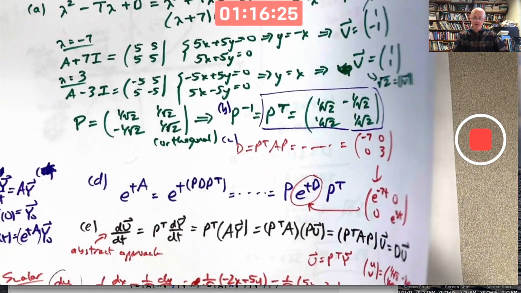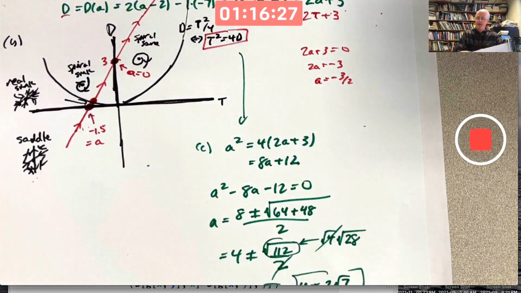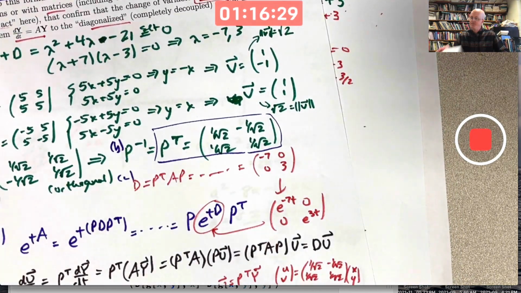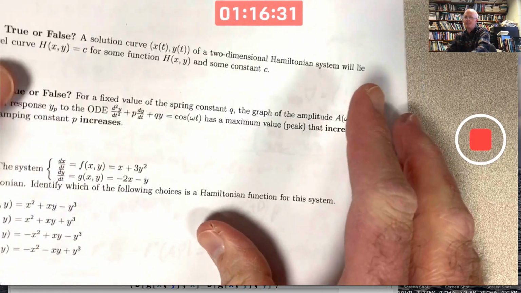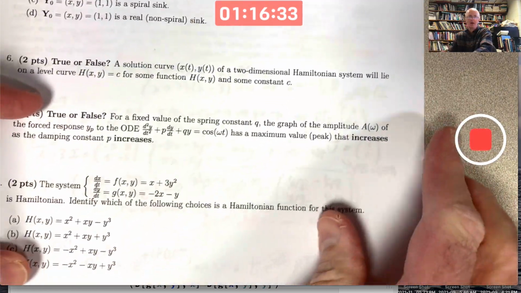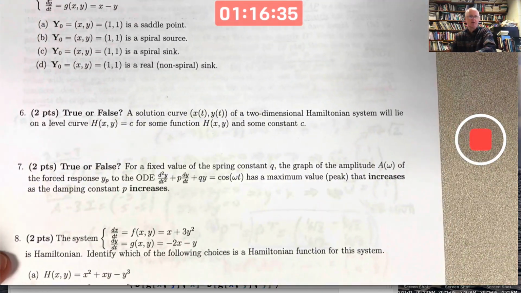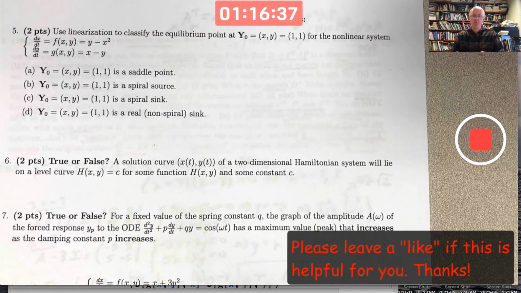You deserve an award if you're still watching. This is the last page. I'm going to look at Mathematica a little bit more as well, but that'll go pretty quick. True, false, and multiple choice.